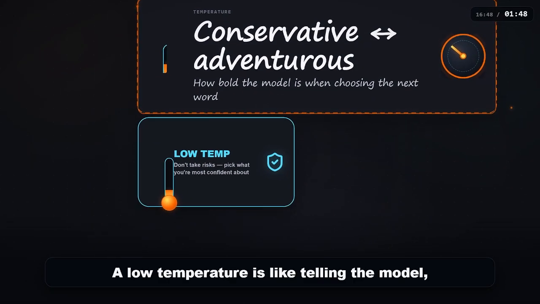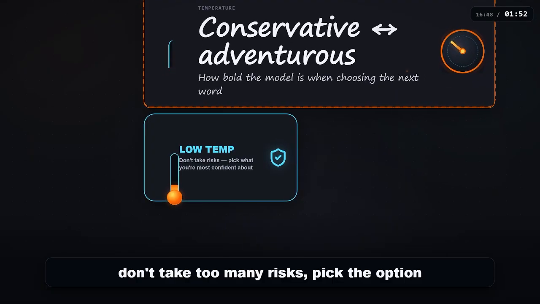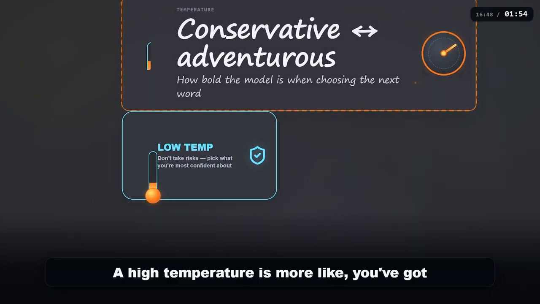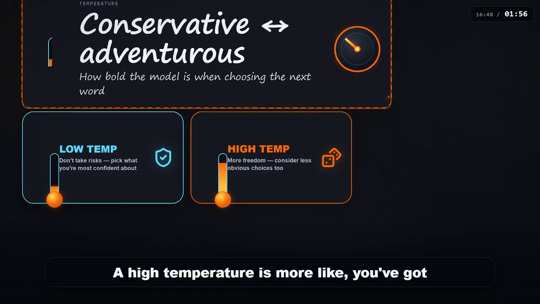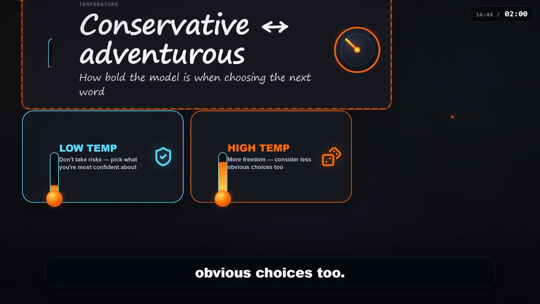A low temperature is like telling the model, don't take too many risks. Pick the option you're most confident about. A high temperature is more like, you've got more freedom. Feel free to consider some less obvious choices too.